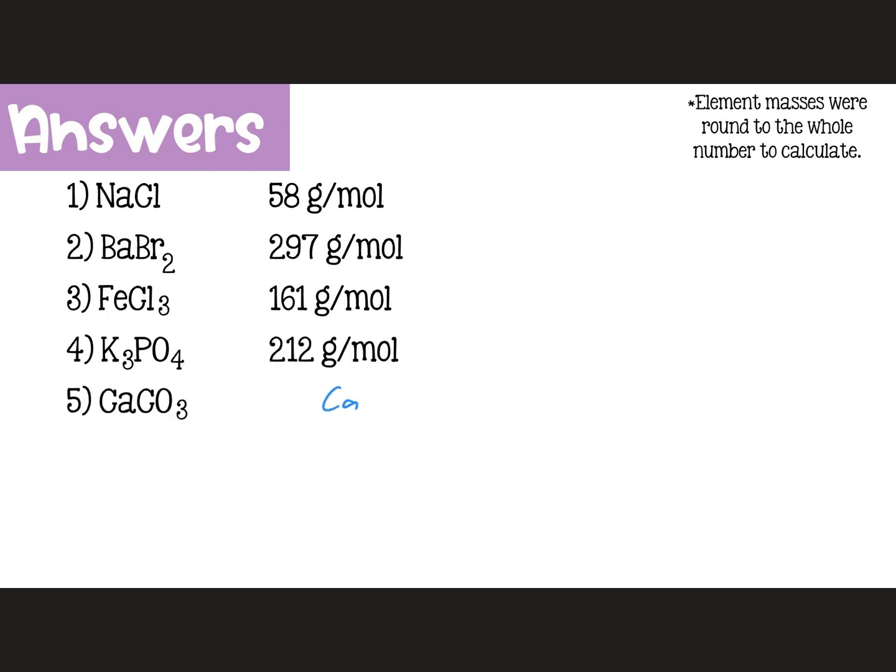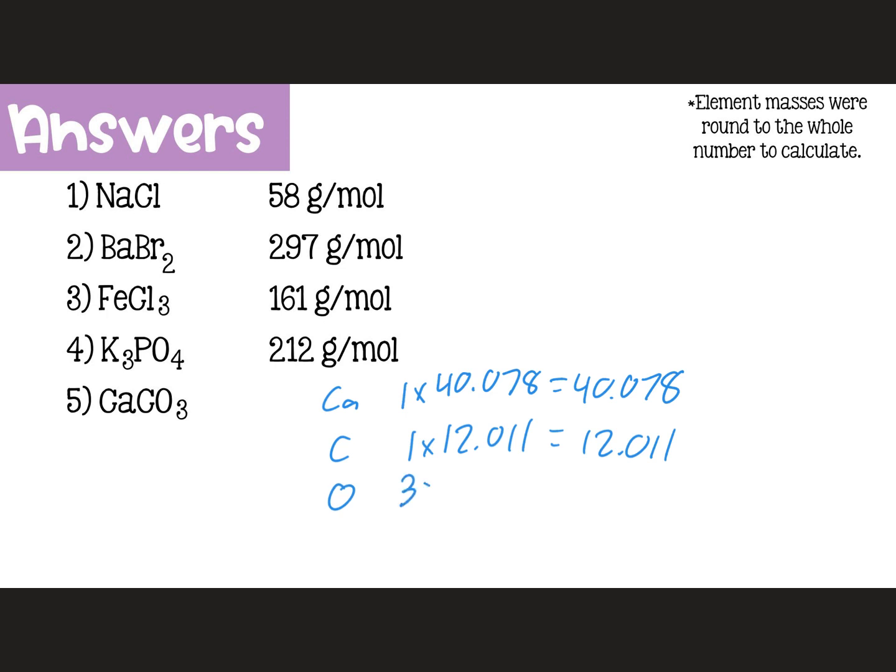Now let's look at example 5, calcium carbonate. In calcium carbonate, there is one atom of calcium, which has a molar mass of 40.078, giving us a total calcium mass of 40.078. There is one carbon atom with a molar mass of 12.011, giving us a total mass of 12.011. There are 3 oxygen atoms, each with a mass of 15.999, for a total mass of 47.997. This means that we can add all these together to get the molar mass of calcium carbonate, which is 100.086 grams per mole, or 100 grams per mole.